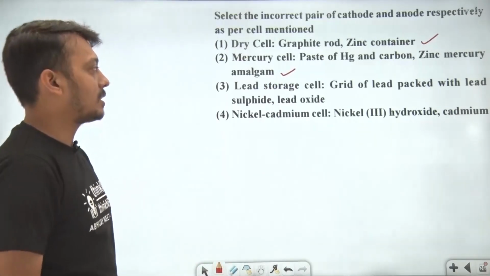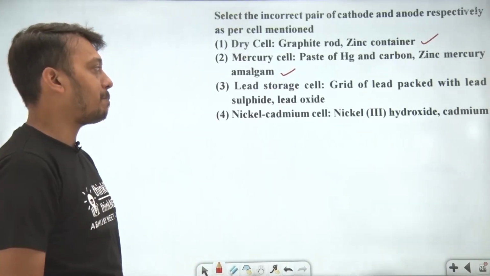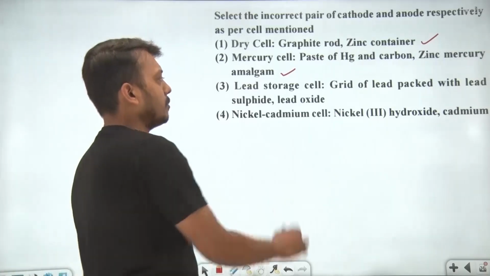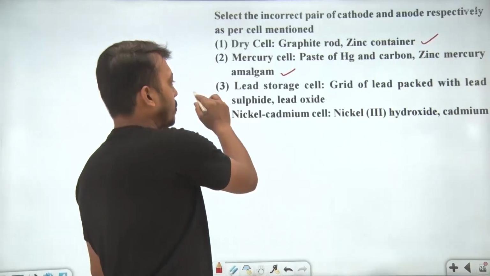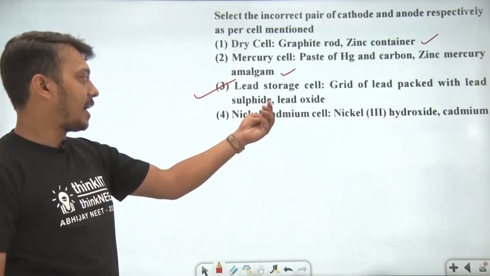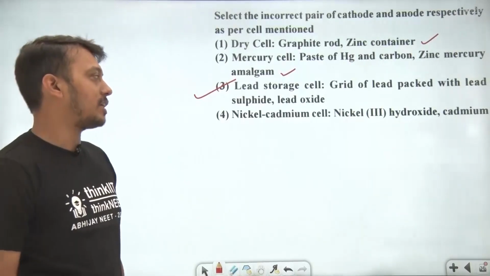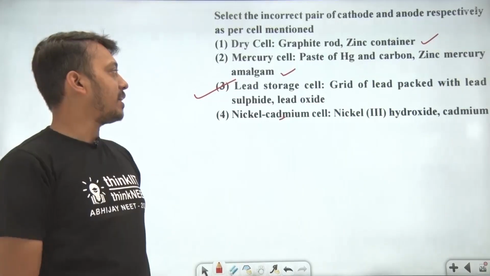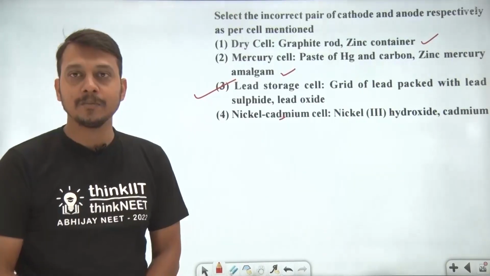The lead storage cell contains a grid of lead packed with lead sulfide and lead oxide. So this is not basically the lead storage battery composition, if you remember. So the fourth one is nickel cadmium cell, nickel hydroxide and cadmium. So this is also true. So the incorrect pair is only given in option number 3.